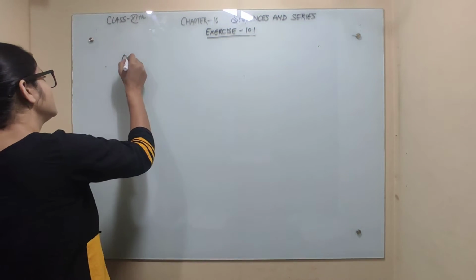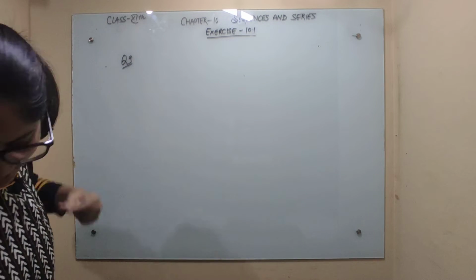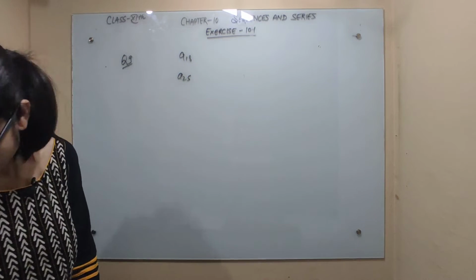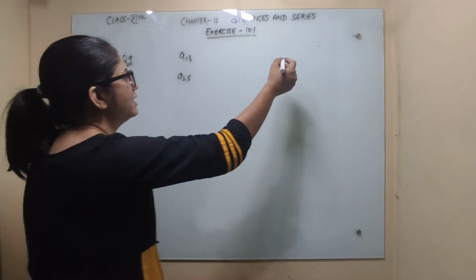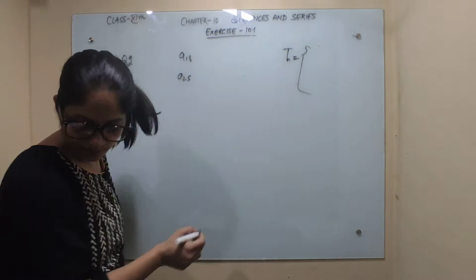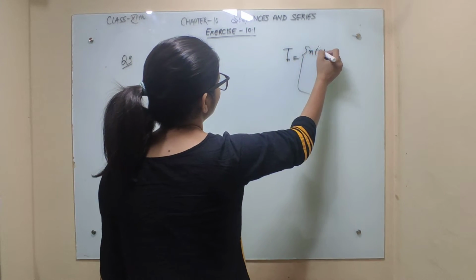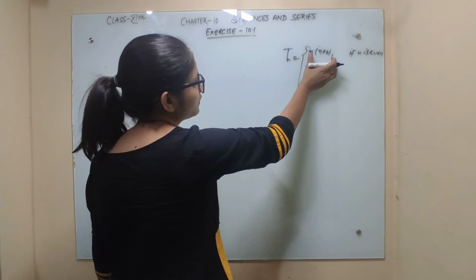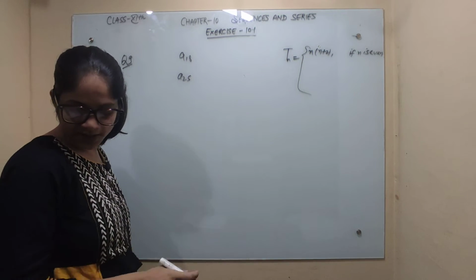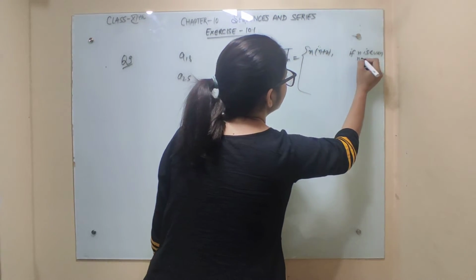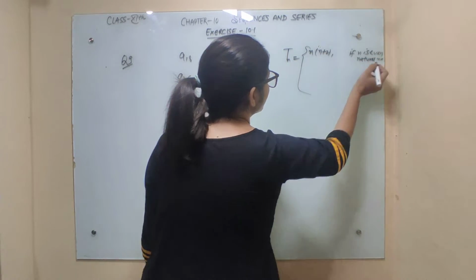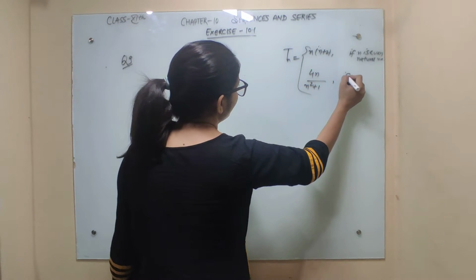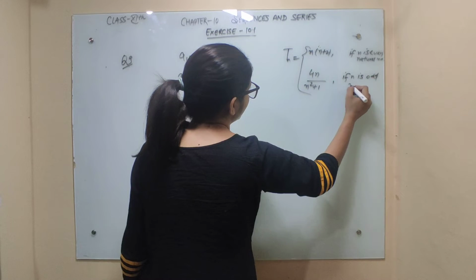Question number 9. Find the 18th and 25th term of the sequence defined by T_n equal to n into n plus 2 if n is an even natural number, and you have to use 4n upon n square plus 1 if n is an odd natural number.